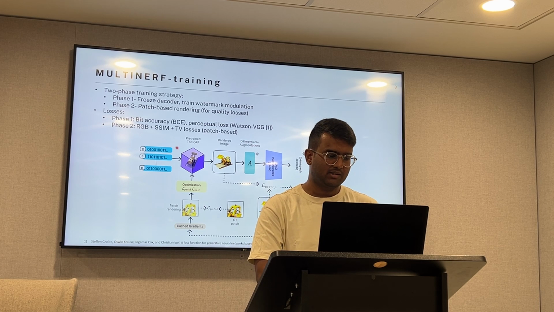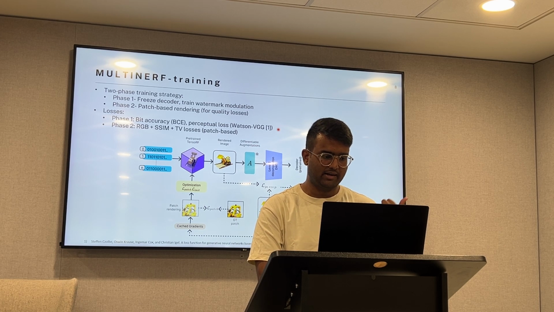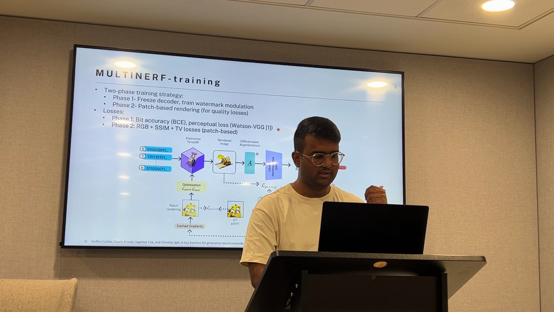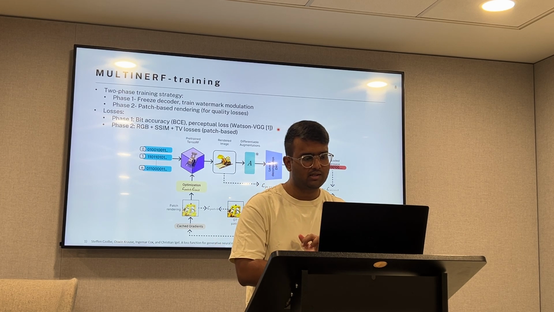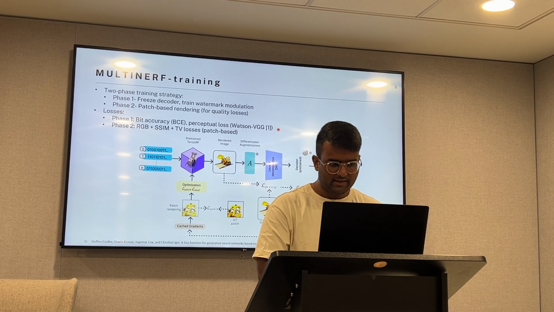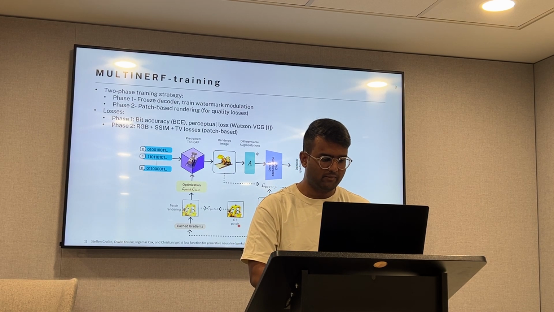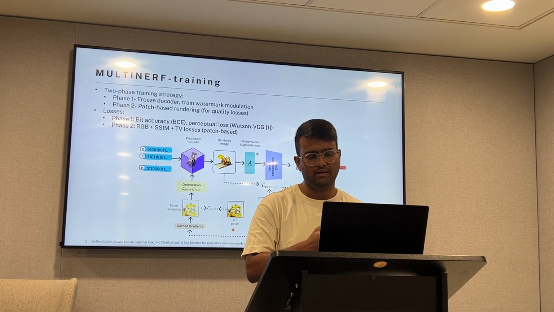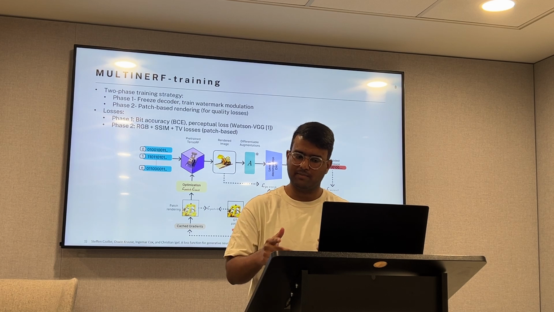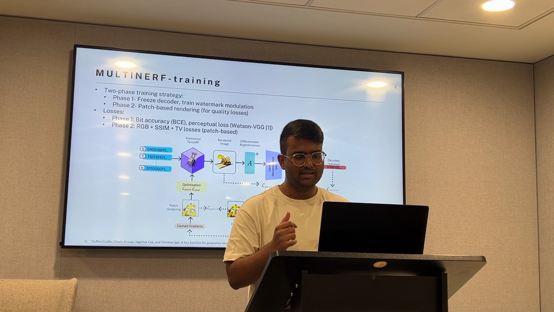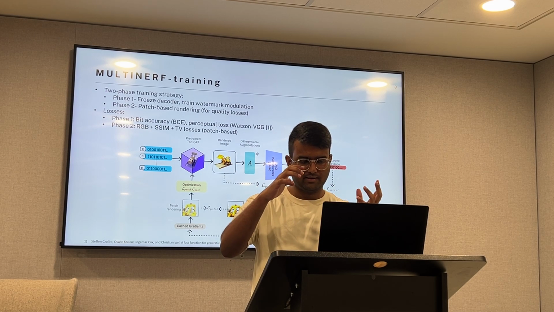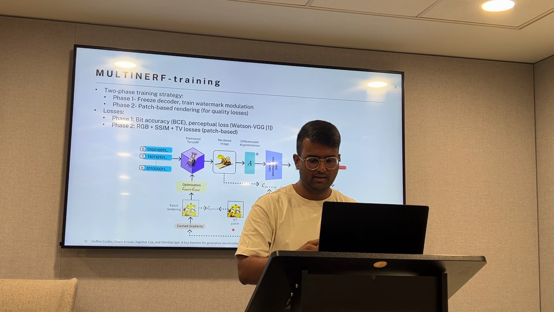And the loss functions that we use in phase one are the bit accuracy loss, which is the binary cross entropy, and the perceptual loss. And then in phase two, we switch to a patch based approach, where we take a patch, and we do this purely because it is memory efficient, as well as we get to control the local image quality.